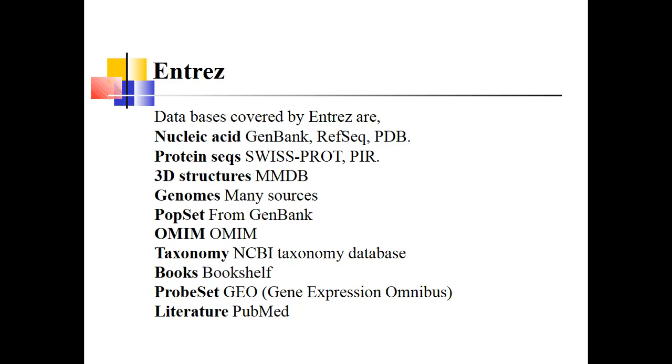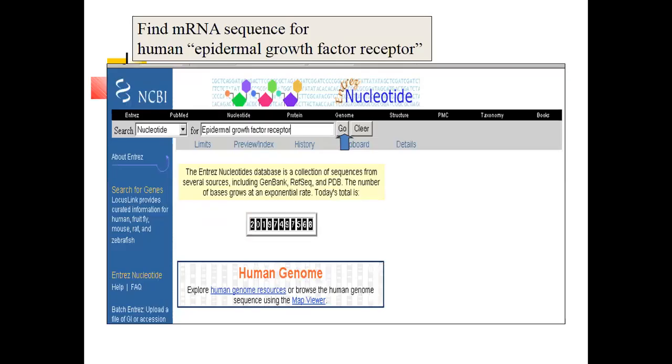OMIM, Online Mendelian Inheritance in Man, is available for OMIM data. For taxonomy data, the NCBI Taxonomy database is connected with Entrez. For books, there is a Bookshelf that has many books. For literature, PubMed is available. For gene expression, Gene Expression Omnibus is available, with a developed pipeline in Entrez, so if there is any data in that database, it automatically comes to Entrez, or you can retrieve the data from Entrez by related studies.